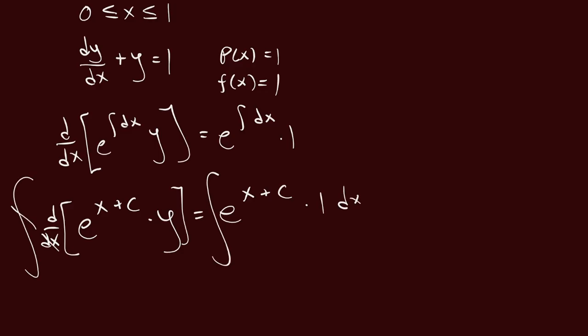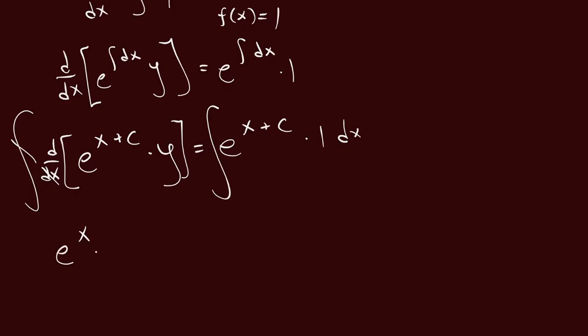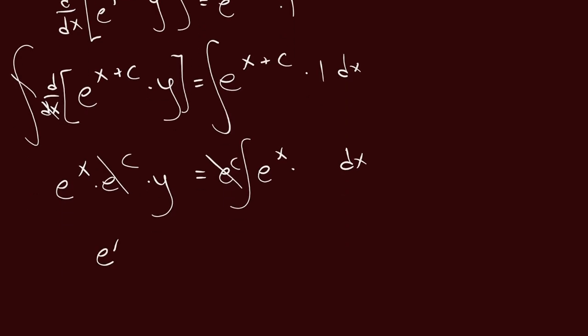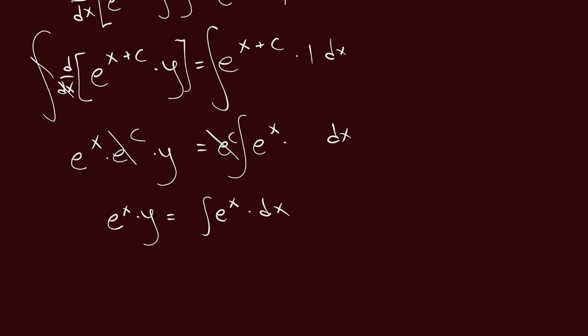So this and this cancels out. We can rewrite e of x plus c as e of x times e of c. We can take this e of c out, and this will cancel each other. Okay, and the integral of this is just going to be e of x plus c. Now let's isolate for y.